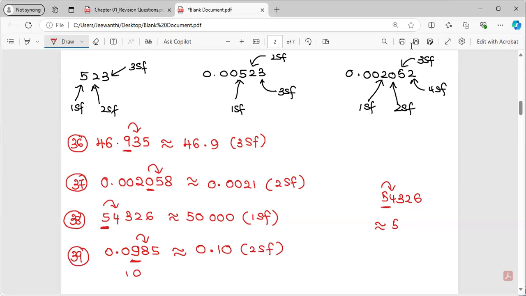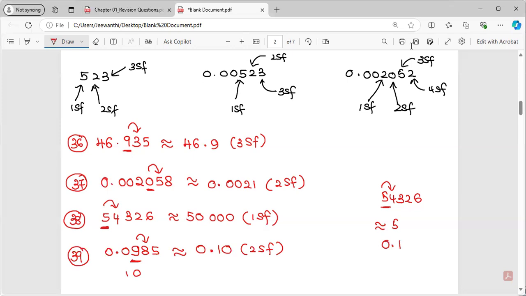No point of writing that 0 at the end. But still I write because I want to show two significant figures. You might think that if I'm writing 0.1, that there is also a significant figure. No, there are two digits, 0 and 1, but there are not two significant figures.